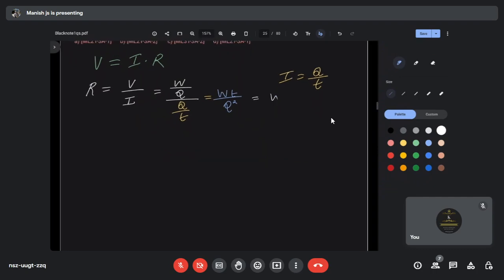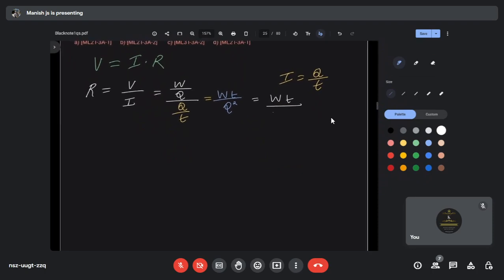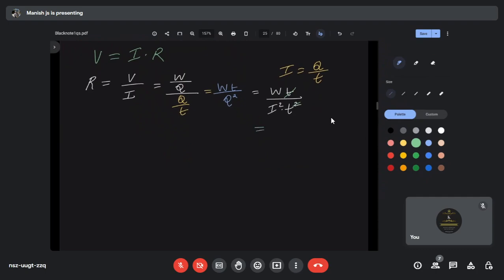Even if you go further and substitute, that's fine. Anyways, we have done a rearrangement. So Q would be equal to I into T, so I square into T square comes. Again you cancel out these terms. So now what you get is W upon I square into T.